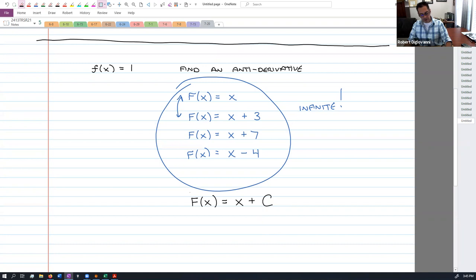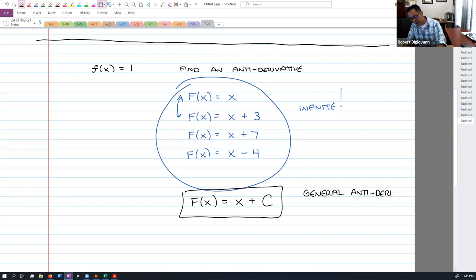This is what's referred to as the general antiderivative. Because it actually includes everything in here, right? It covers all of these functions. So what we like to say is that this is a family of functions. They are different functions, right? X plus 3, X plus 7, X minus 4, those are all different. They don't look exactly the same, but they all look like lines. They all have a slope of 1. They're just moved up or down. That's all they are.